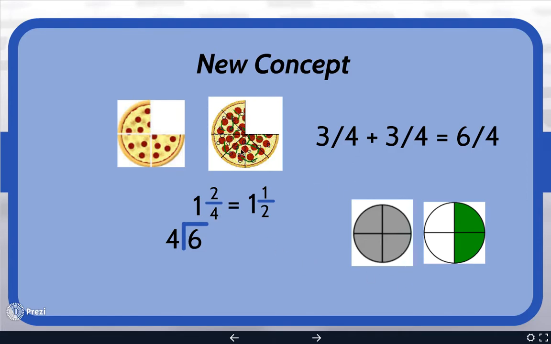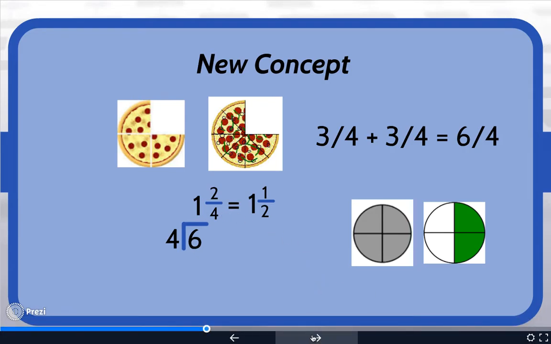When you put all these pieces together, you have 1, 2, 3, 4, 5, 6. I'm sorry, this is cut wrong. This is 1, 2, 3, 4, 5, 6 pieces, right? And if you put them in the pie pieces, it's 1, 2, 3, 4, and then 5, 6. So you have basically one whole pizza and 2/4 left over. Now, you want to simplify the 2/4 and reduce the fraction so it equals 1/2. You divide both sides by 2.